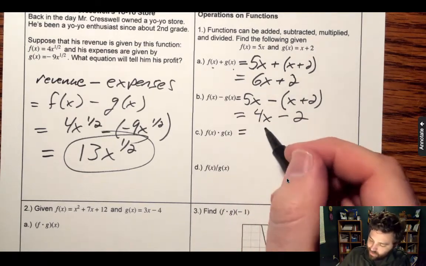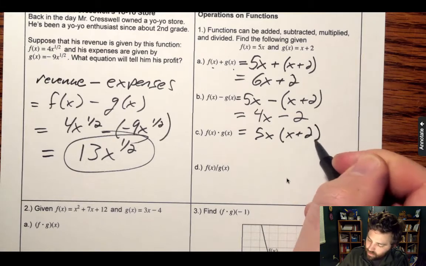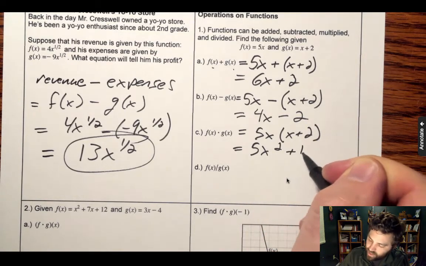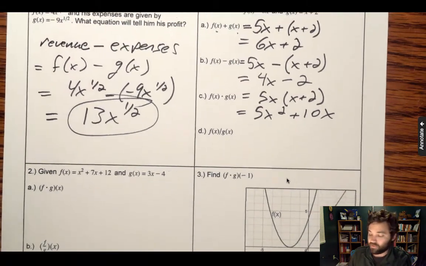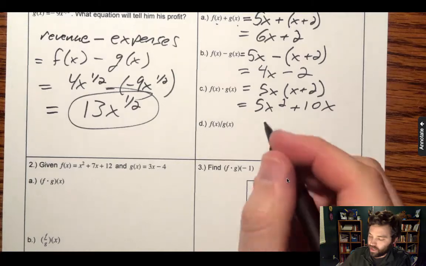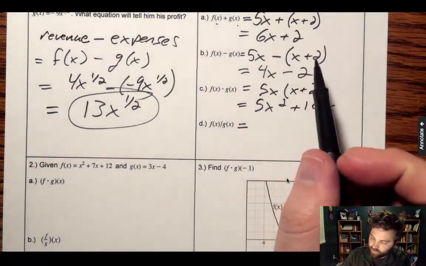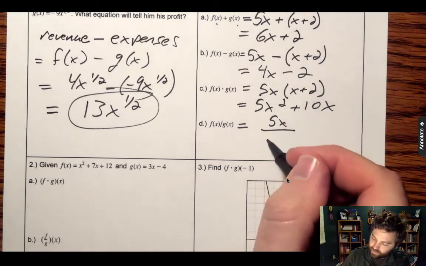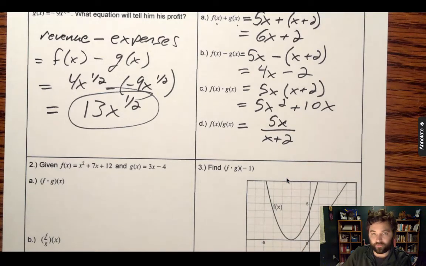F of x times g of x. Well, that's just going to be 5x times x plus 2. That's going to be 5x squared plus 10x. Nothing left to do there. And the last one is division. Quite often with division, there's not a ton of work to do once you've set it up. So we'll see in this one, f of x is equal to 5x divided by g of x, which is x plus 2. And in this one, there's nothing to do here. Just leave it. So sometimes there won't be that much simplification.